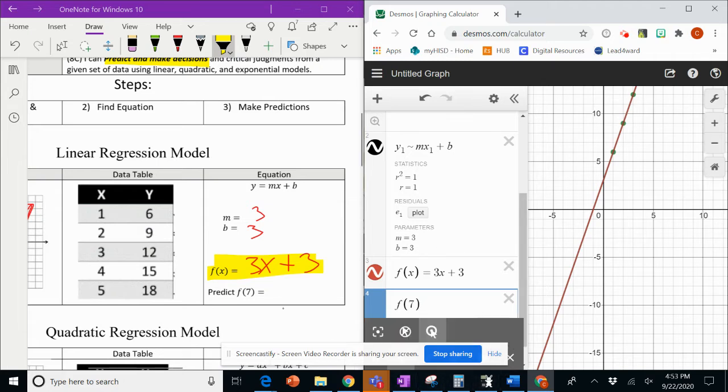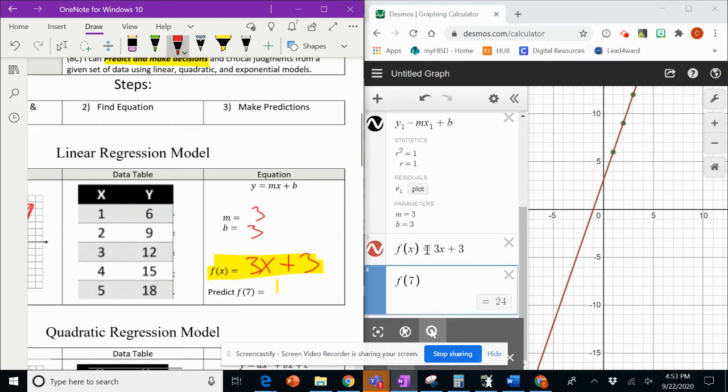So we're going to predict that based on this table, if I were to predict at 7, my y value or my f of x will be equal to 24. So I'm going to type that. Oops. Pretty simple, right? All right, I wrote 241, just 24. All right, so let's do the next problem.